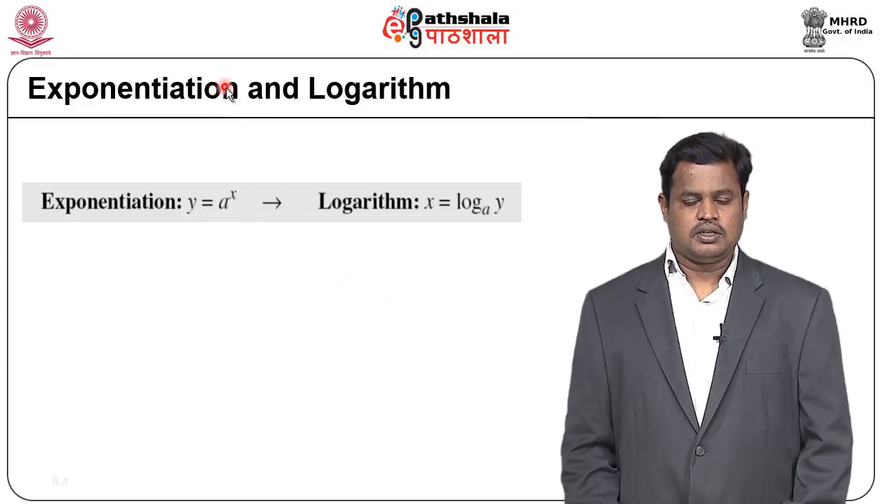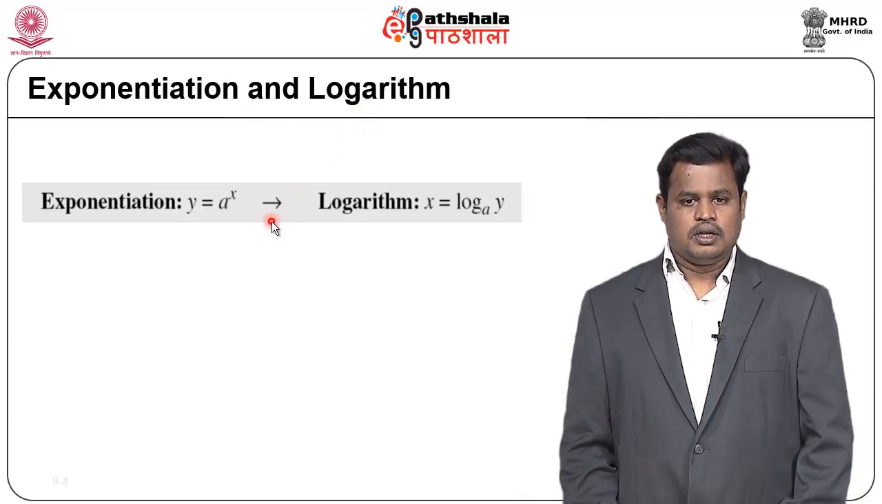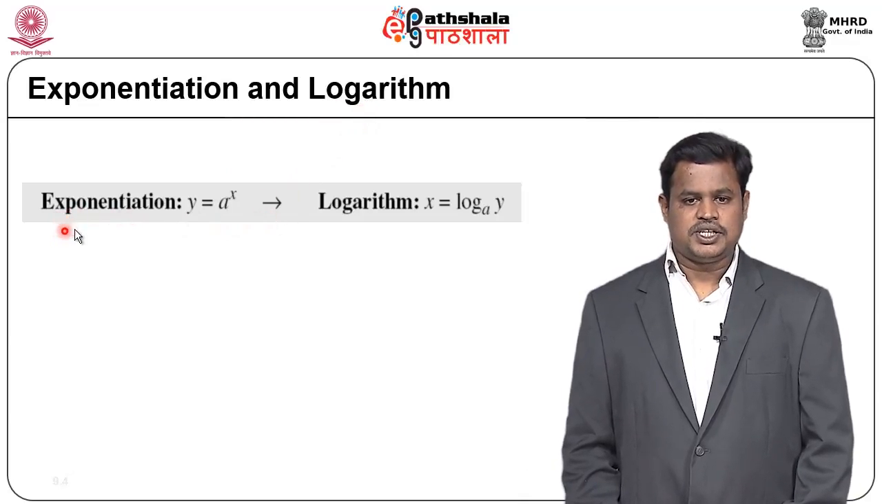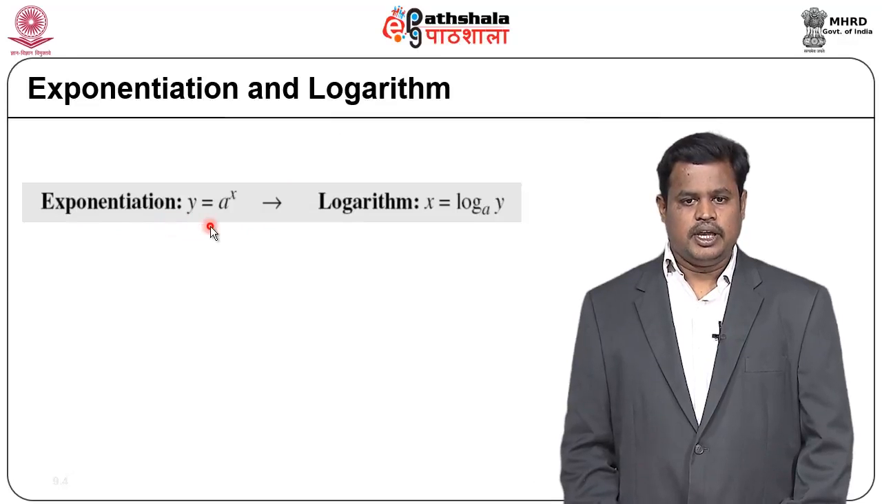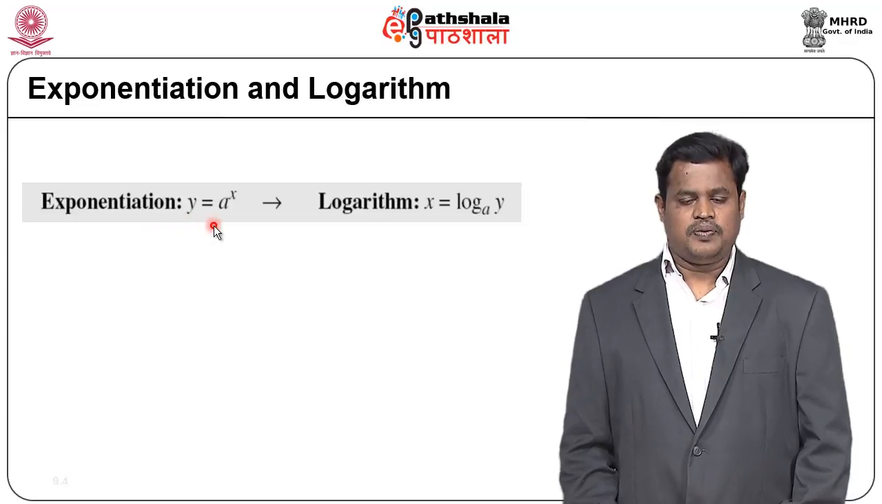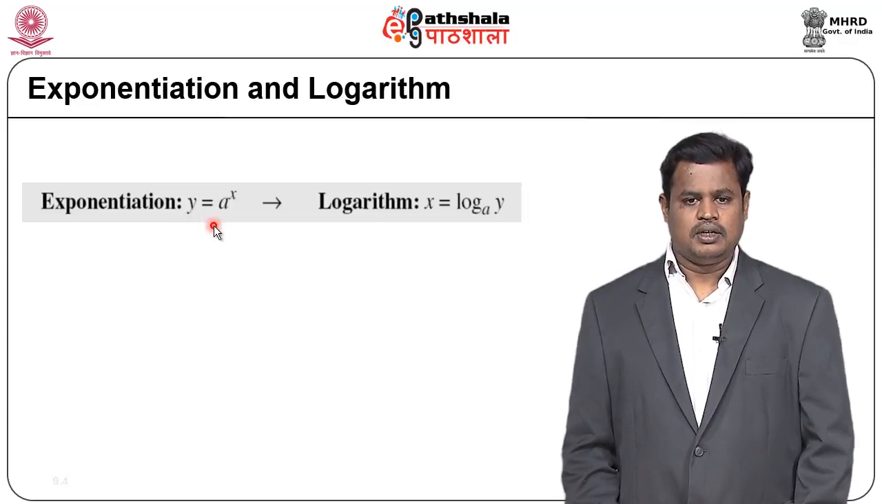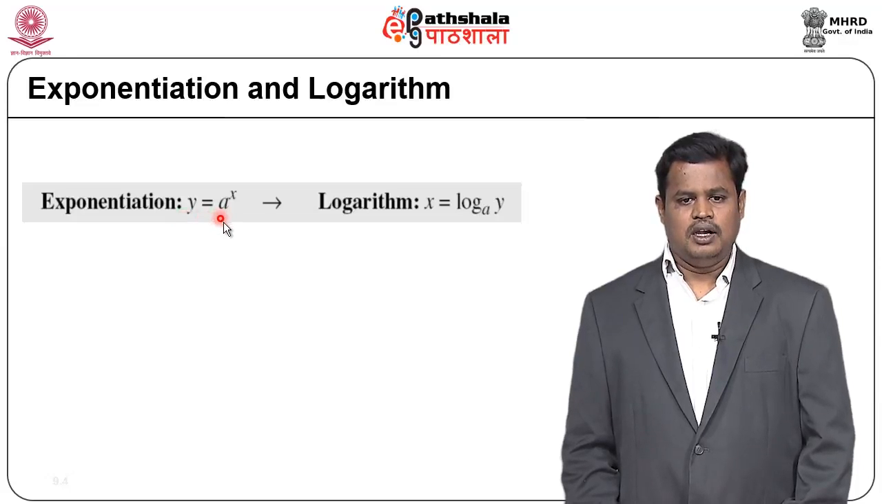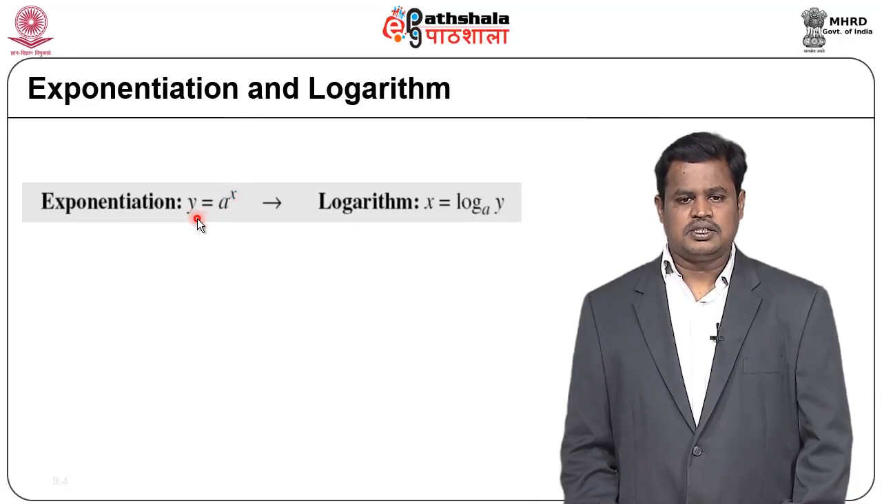So, what are exponentiation and logarithms, and how are they related? Exponentiation is y equals a power x. In cryptography, most of the encryption processes use exponentiation. If we take the RSA algorithm or ElGamal, any algorithm, we always do an exponentiation. That is, if I want to encrypt a text, I will take the text as a, the power x as the secret, and y as the ciphertext.